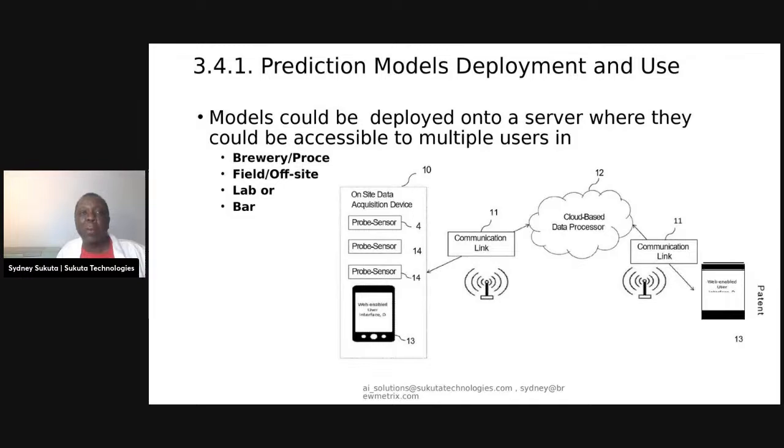Okay, so let me read here. Models could be deployed into a server where they could be accessible to multiple users. It could be somebody in the brewery or process. It could be somebody in the field, offsite. It could be somebody in the lab, even a bar, if they want to check their drinks. So there's that communication, and in the cloud server, that's where the formulas reside. The whole idea is that when you turn it on, in case there's an upgrade, and also login credentials, things like that. So this is fairly accessible, far beyond one site.